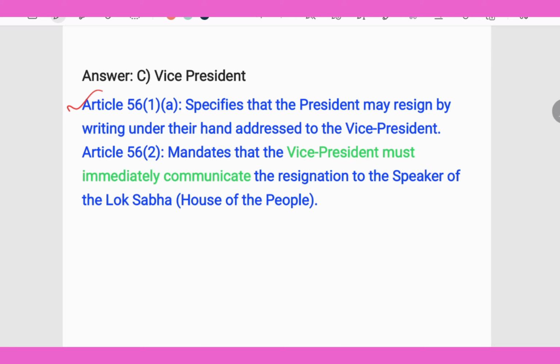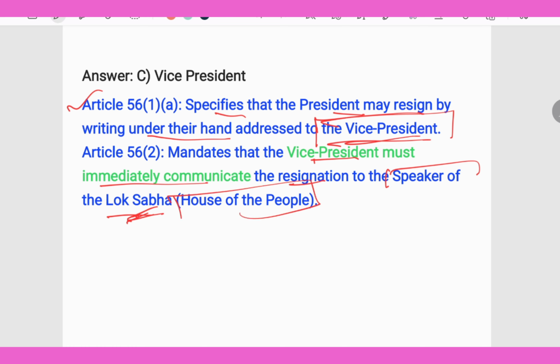Article 56(1) specifies that the president may resign by writing under the hand addressed to the vice president. Similarly, the vice president must immediately communicate the resignation to the speaker of the Lok Sabha or House of the People. Okay. Immediately communicate about the resignation of the president to the speaker of the Lok Sabha. Remember, the vice president gives his resignation to the president of India.